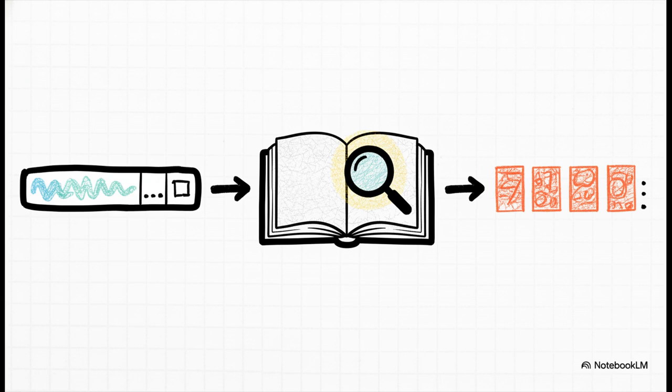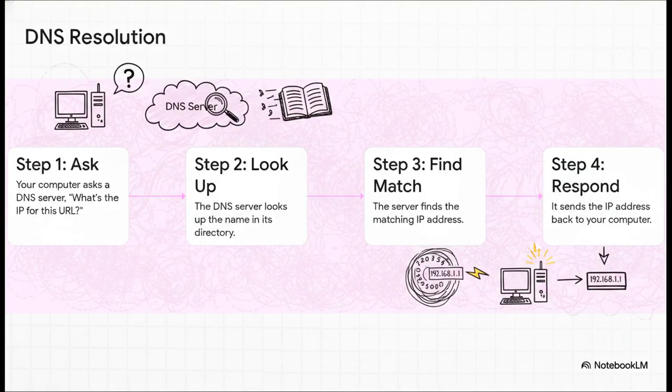The system that acts as the translator between our world of words and the computer's world of numbers is called the Domain Name Service, or DNS. You can think of it as the internet's giant universal address book. Now, this whole process happens in a flash, but here's what's going on. Your computer basically shouts out to a DNS server, "Hey, what's the number for explainer.com?" The DNS server quickly flips through its massive directory, finds the matching number, the IP address, and sends it right back. And boom, your data packet now has the exact coordinates for its destination.